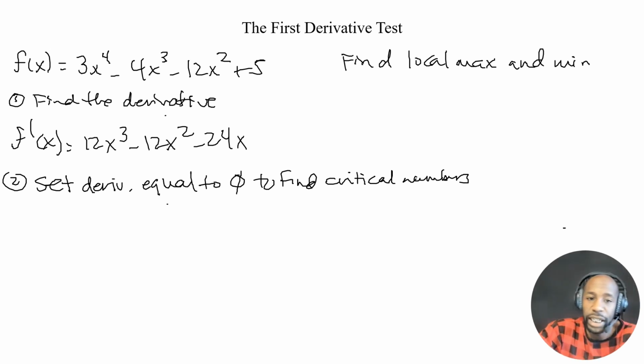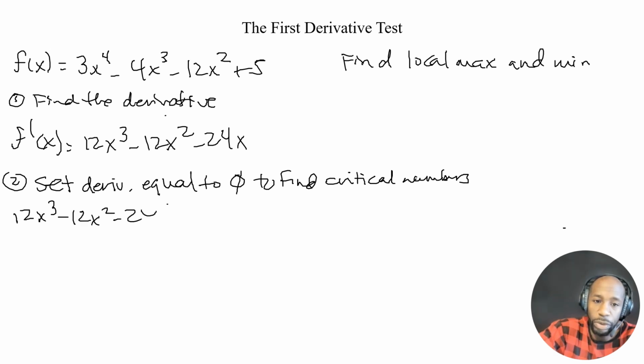So let's set the derivative equal to zero. So 12x cubed minus 12x squared minus 24x equals zero. We can do some factoring here. We're going to factor out a 12x. And then that's x squared, rather, minus x minus 2 equals 0.